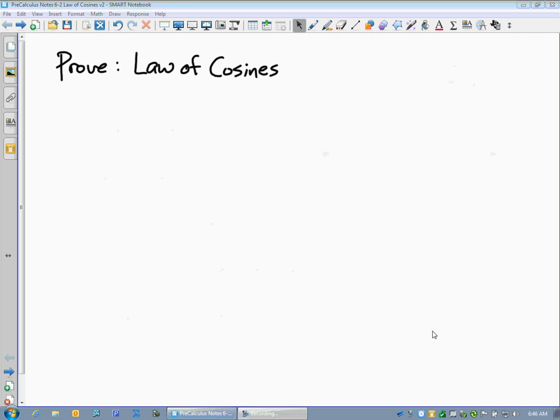This is Mr. P, and today we're going to learn about the law of cosines. To do that, we're first going to prove the law of cosines, and then we're going to see how we can use it in an example to solve triangles.